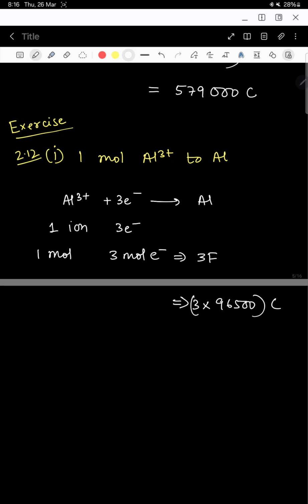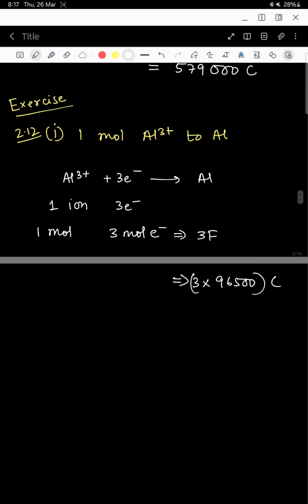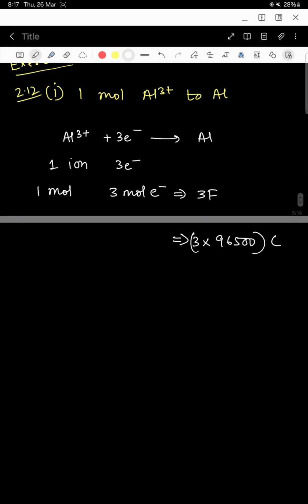Okay, so to reduce 1 mole aluminium 3 plus ions to aluminium, you need 3 mole electrons. So 3 mole electrons is 3 Faraday or 3 into 96500 coulombs. Now you can find out the exact answer by just multiplying. I hope it is clear. Now I will take another question. Let's suppose 2.13. So this is clear, this is an easy example, so I'm quickly moving to another question.